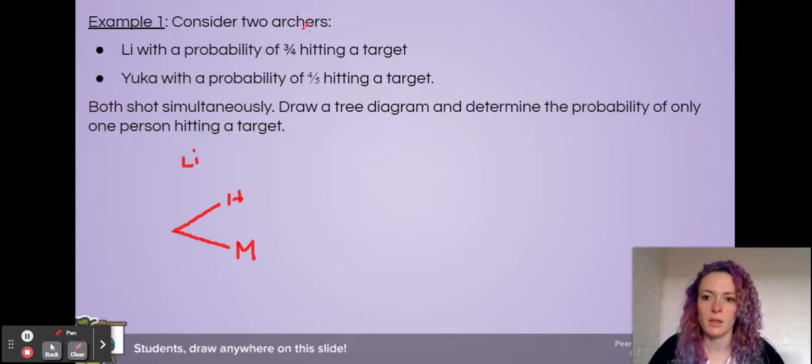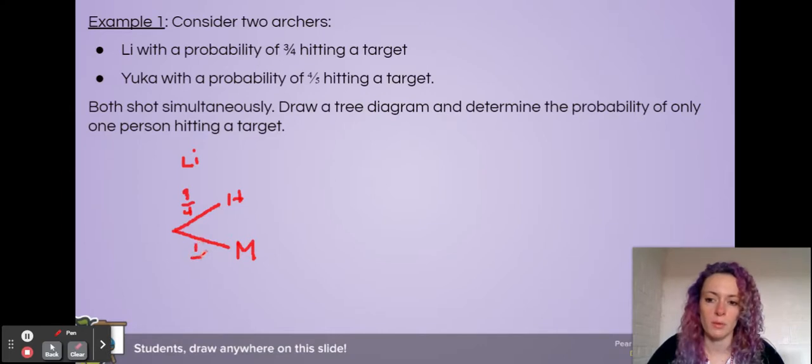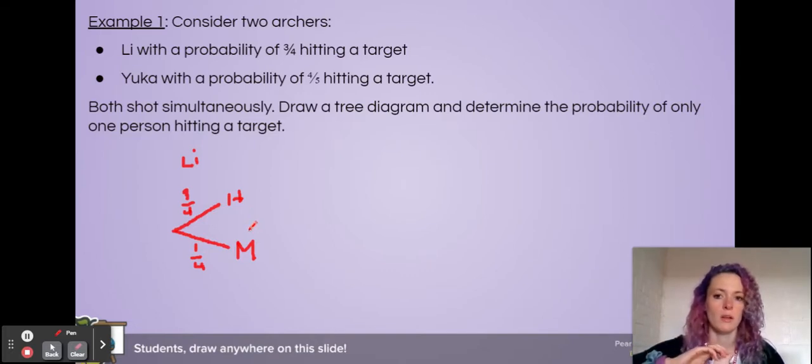If they hit, they have 3/4 probability of hitting the target. So either 3/4, or if you'd rather use the decimal of 0.75, that's fine. Which means, this is where complementary events come in, they have 1/4 probability of missing the target, right? Because I know it's either a hit or a miss. Those are the only two options. So 1 minus that 3/4 gets me the miss.